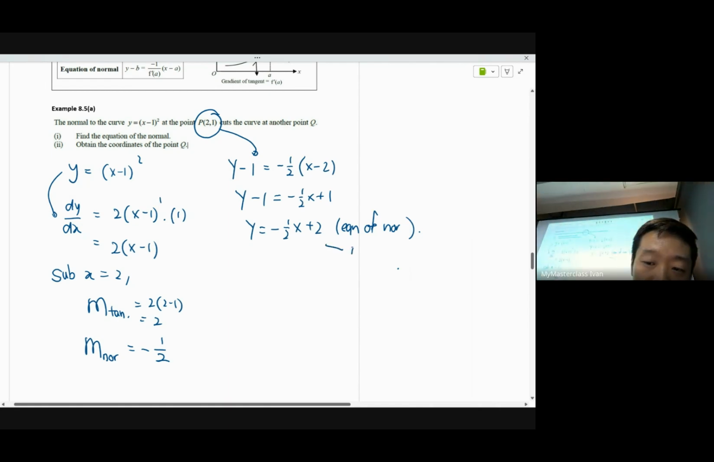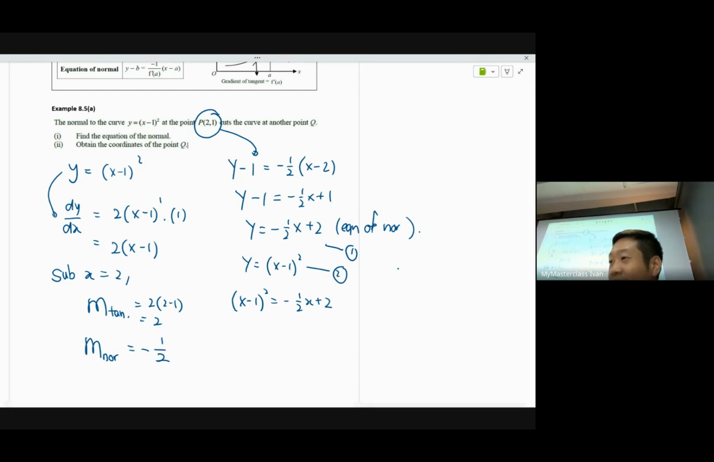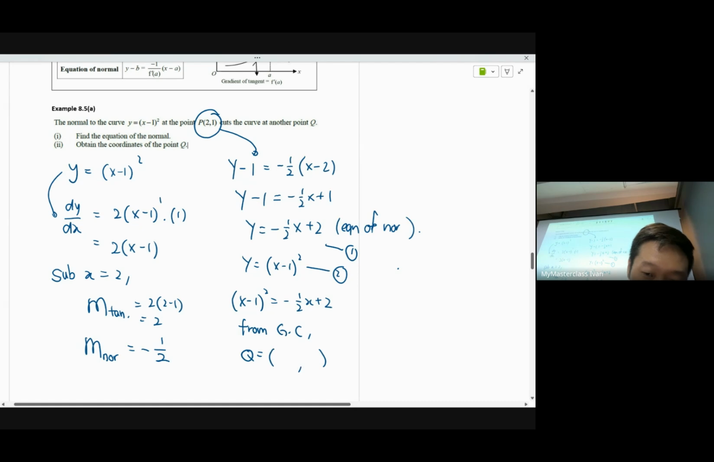So the normal cuts the curve at the point Q. This is equation 1, y equals (x minus 1) squared. Equation 2, (x minus 1) squared equals negative half x plus 2. Don't have to solve, just use your GC and find. Okay, you can say from GC, Q equals, what's the answer for Q? 9/4.